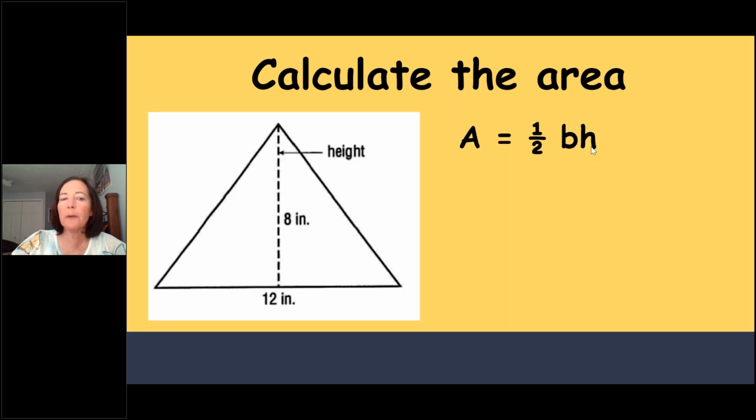So remember, triangles, if we cut them into pieces and rearrange them, there's always an arrangement that would make it be half of a rectangle. So we have our rectangle formula of base times height, but we're going to multiply it by 1/2. So for this triangle, why don't you see if you can go ahead and calculate the area of this triangle using the formula.